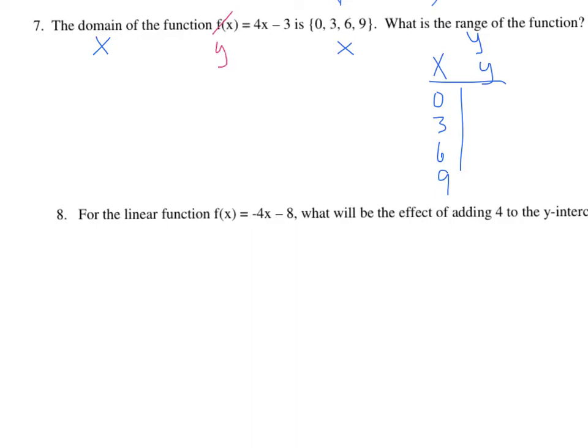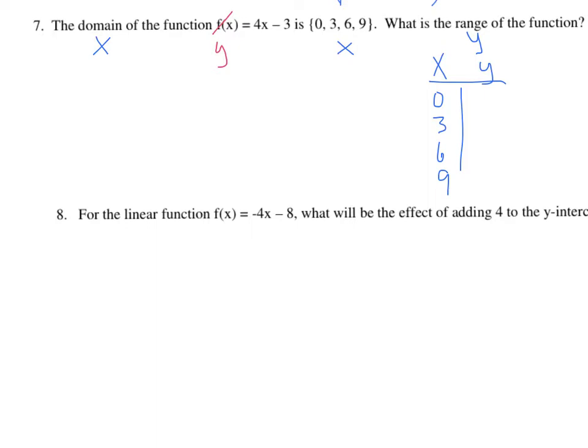So we would use our calculator, push the y equals button, and then type in 4x minus 3. Then we would go to the table, so we would second graph it on the calculator, and look for these values of x in the table. And then we would write down the corresponding values for y. That's probably the easiest way to do it.